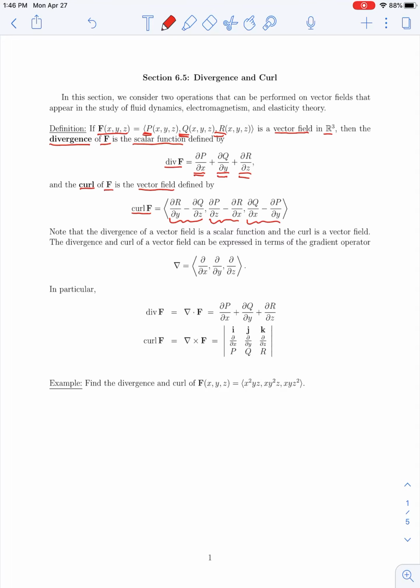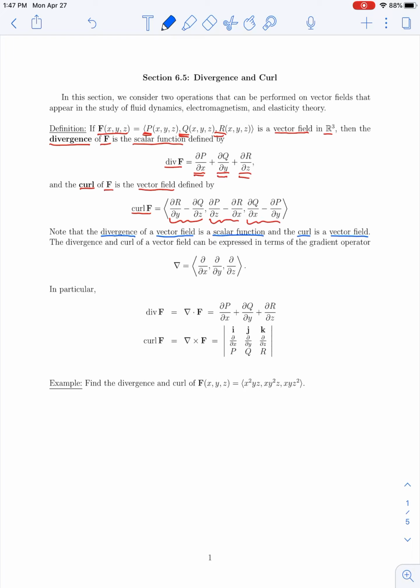And our last component is the partial derivative of Q with respect to x minus the partial of P with respect to y. So one thing to make note of here in this definition is that the divergence of a vector field is a scalar function. That is a function of 3 variables, x, y, and z, which returns a number, or a scalar. However, the curl of a vector field is itself a vector field. It's a function of 3 variables, x, y, and z, which gives back a 3-dimensional vector instead of a scalar. So something to make note of there is these two operations define 2 different types of functions.